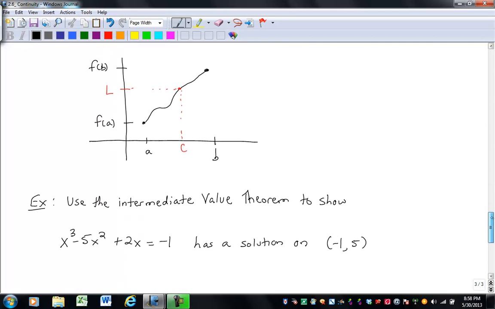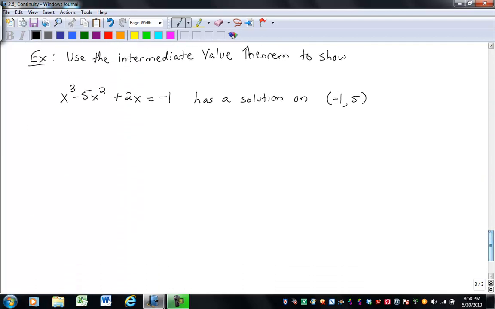And this is how they use it in practice. The example is: use the intermediate value theorem to show that x cubed minus 5x squared plus 2x equals negative 1 has a solution on the interval negative 1 to 5. And what I can do is show that from this graph. See, x value negative 1, x value 5. I'd like to show that this graph is smaller than negative 1 somewhere and larger than negative 1 somewhere else. So that means the y value had to cross negative 1 somewhere between it.